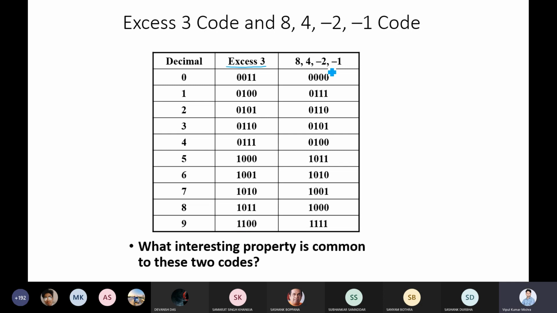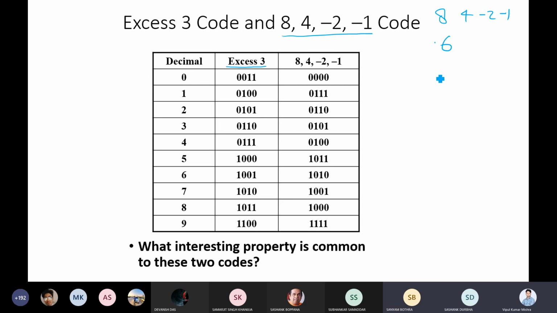Similarly, there is another code as well. Here we are talking about coding. I'm not saying conversion, I'm saying coding, right? So here I'm saying 8, 4, -2, -1. Suppose I have a number 6. Now how will you code it in 8, 4, -2, -1 so that you get 6? Yes?